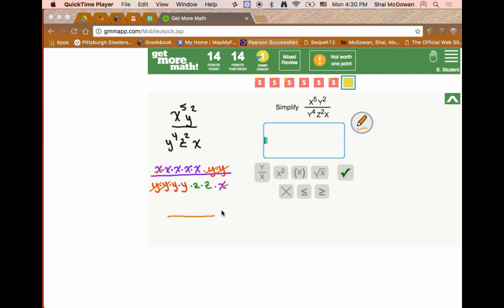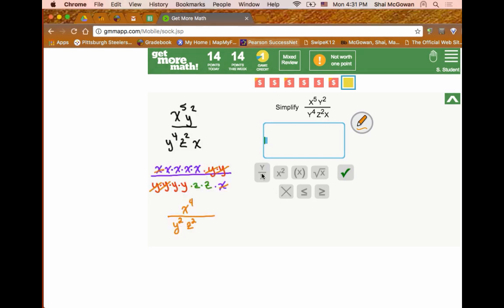On top of the fraction, we have 1, 2, 3, 4 x's being multiplied, so we'll write that as x to the fourth. In the denominator, we have 2 y's being multiplied, so we'll do that as y squared, and 2 z's being multiplied, so write that as z squared. So that's the correct answer that you're going to put into GMM. So we have x to the fourth, click down here, we have y to the second, z to the second.